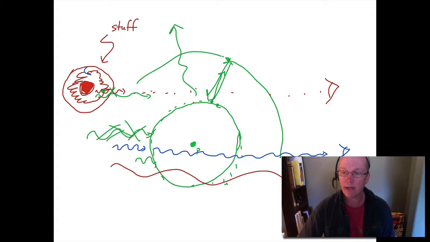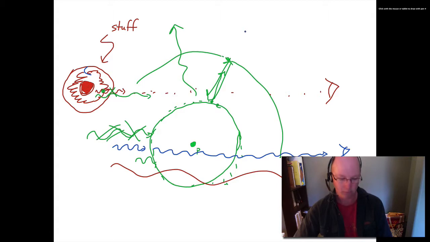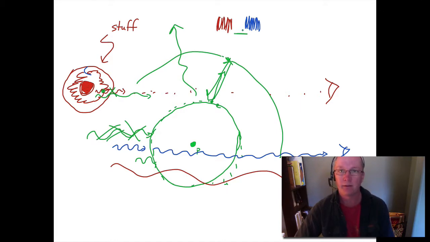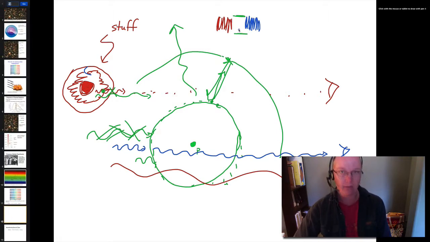So if I were to look at the rainbow here, what I would see would be some blue light and some red light, but I would not see any green light. The place where the green should show up in the spectrum is black, where I just don't see anything.